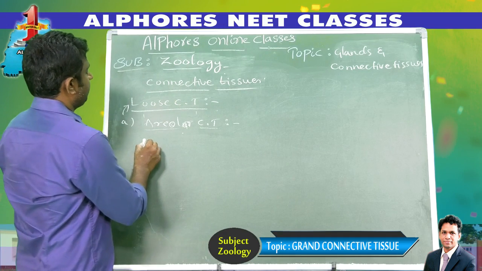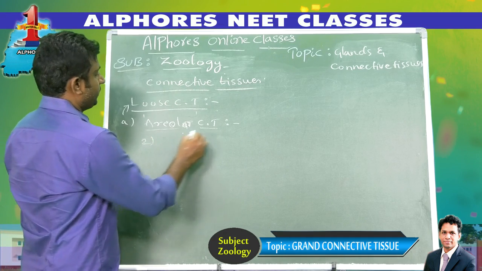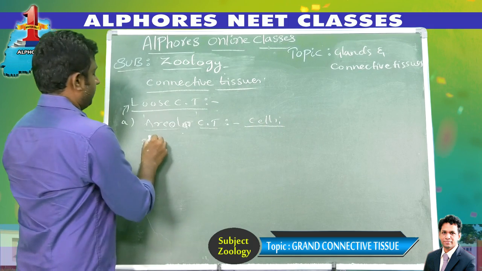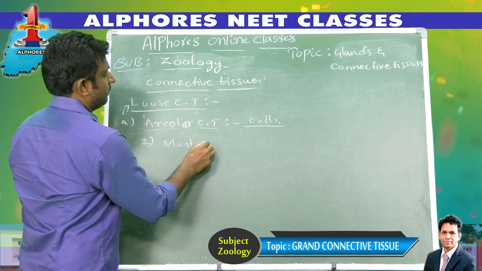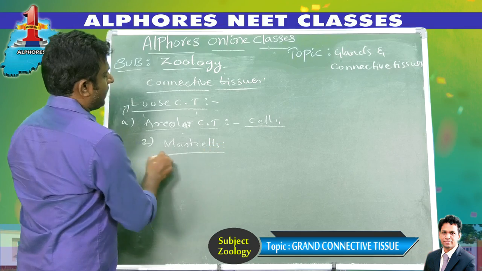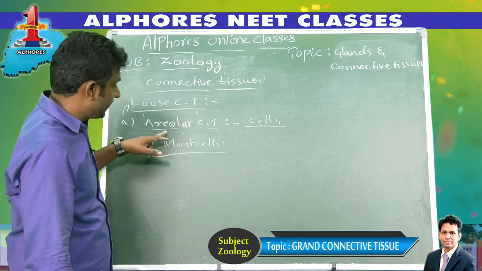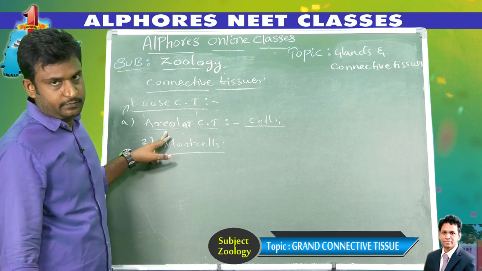Second type of cells which are present in the areolar connective tissues: mast cells. Mast cells are the second type of cells which are present in the areolar connective tissues.